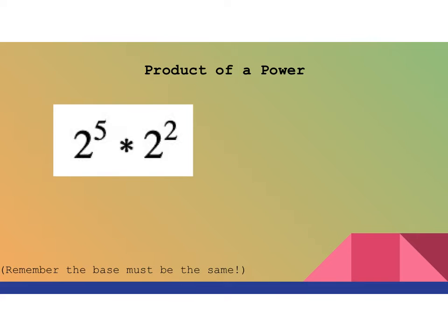Product of a power, again, our base, what is it? It's 2 here. So our base stays the same. Our exponent is 5 plus 2. Remember, these expressions are being multiplied to each other. So we just add our exponents and get 2 to the 7th. Remember, the base must be the same, okay? Product of a power, we're just adding it.